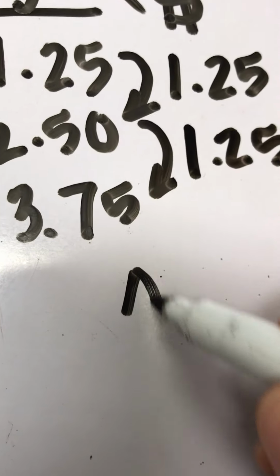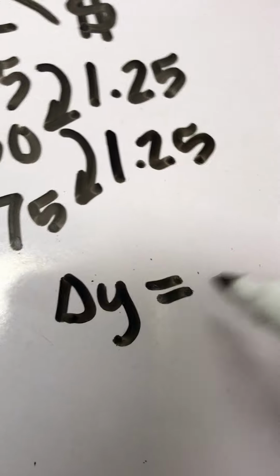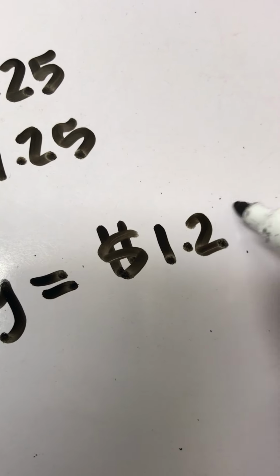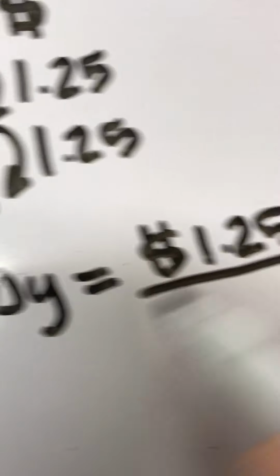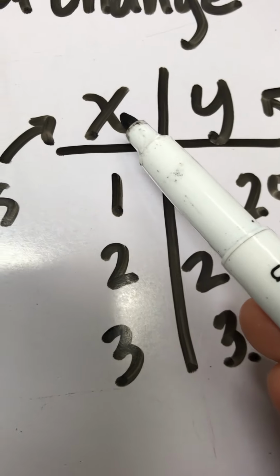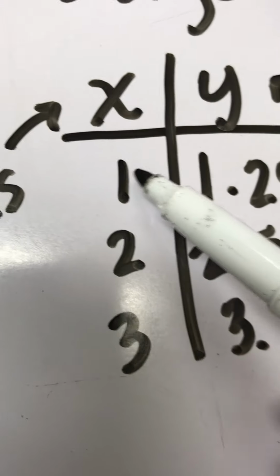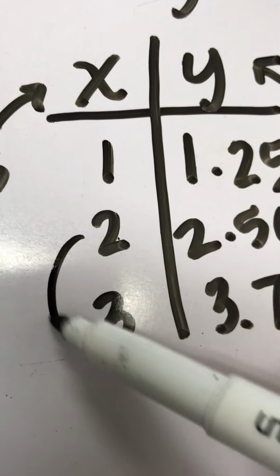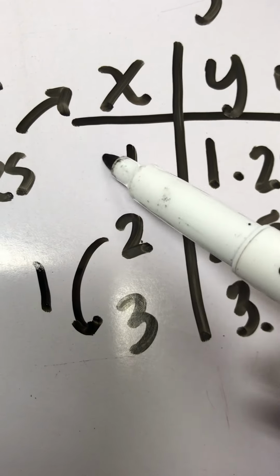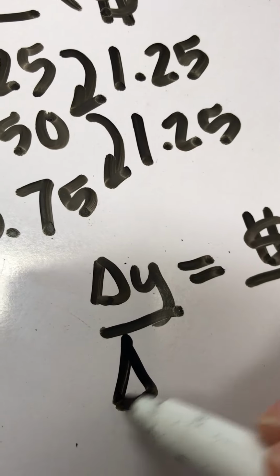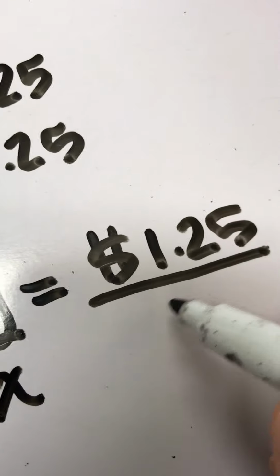So my change in y is, I'm going to use my unit of measurement. In rate of change, it's important to include your unit of measurement. It's $1.25. Then let's look over here at our independent variable, our x value. It's just going up by 1 and then up by 1. So 3 minus 2 gives us 1, and 2 minus 1 is 1. So our change in our independent variable is 1.